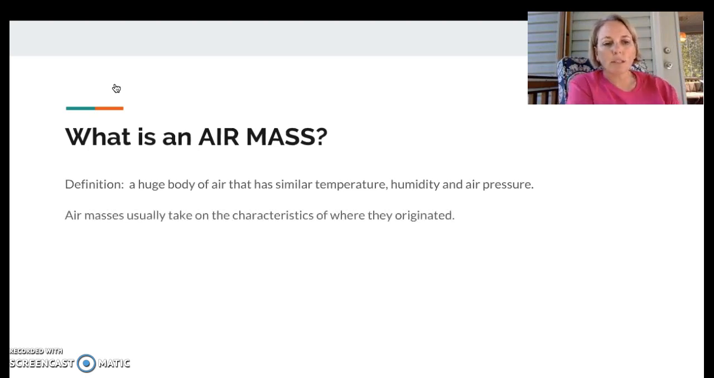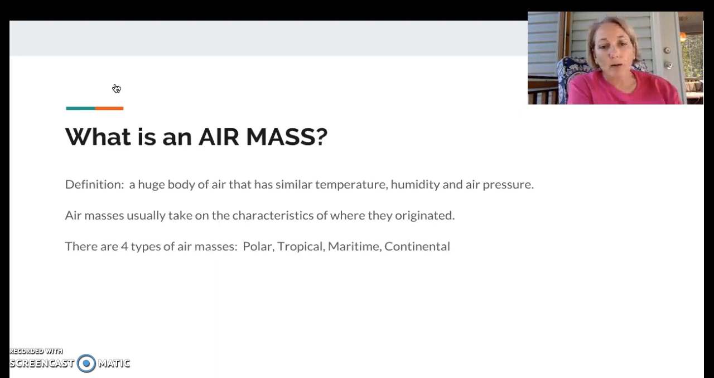Okay, air masses usually take on the characteristics of where they originated. So if it originated in a cold area like Canada, it's going to be a uniform air mass of cold air. If it developed over warm water, it is going to take on the characteristics of very moist, humid air. There are 4 types of air masses that we're going to look at: polar, tropical, maritime, and continental.